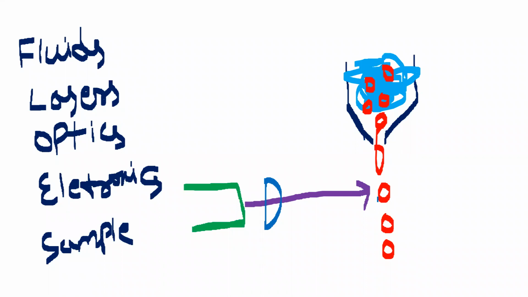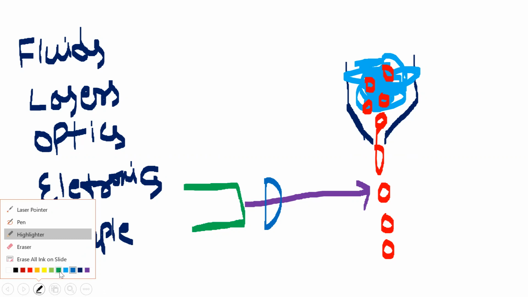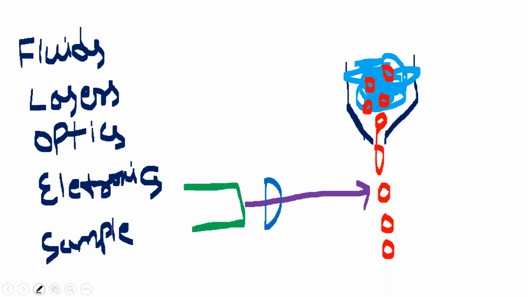Now, just remember, on the opposite side, I will keep a detector. Here I'm keeping a detector. Let me take another color. So here I kept a detector. Let me draw a detector like this. So this is the detector.